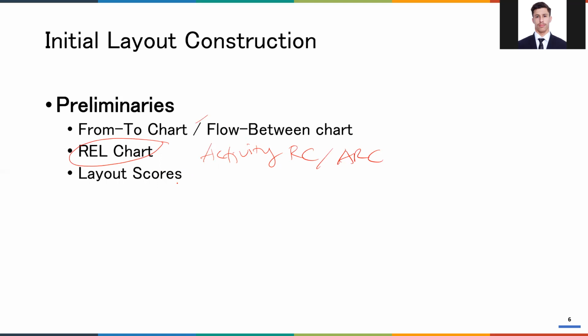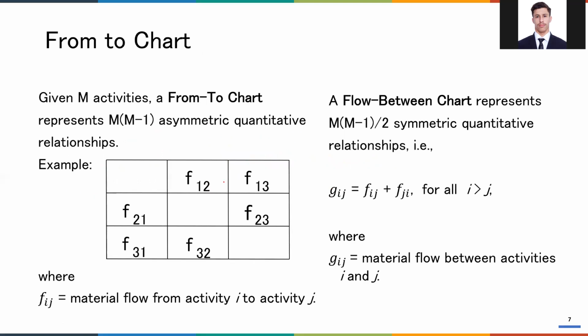And today we will learn a bit about how we actually can build the from-to chart, and then understand how we can calculate the score for our layout. So just a glimpse, the from-to chart itself is a matrix, basically a symmetric one, that shows the material flow from activity I to J, from one activity to another activity. It can be from one department to another department, from one machine to another machine, or from one workstation to another station.